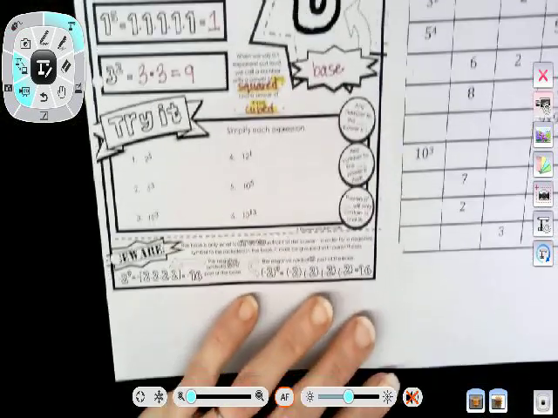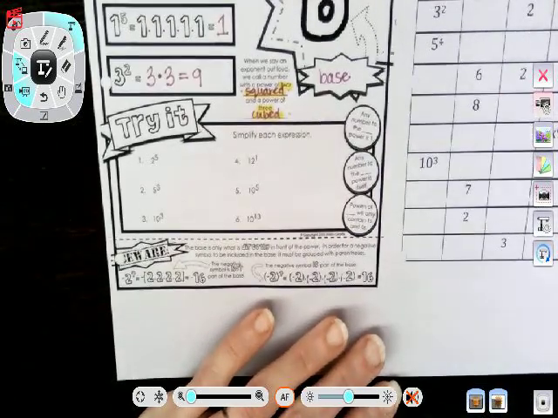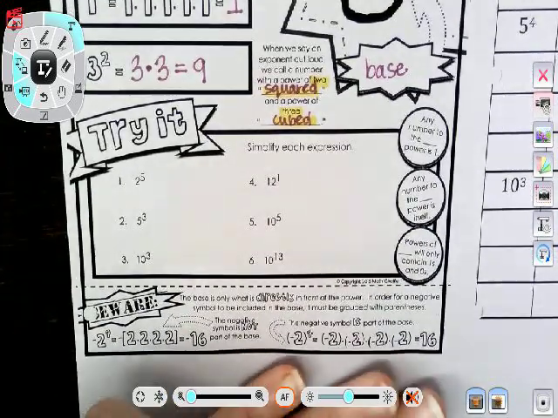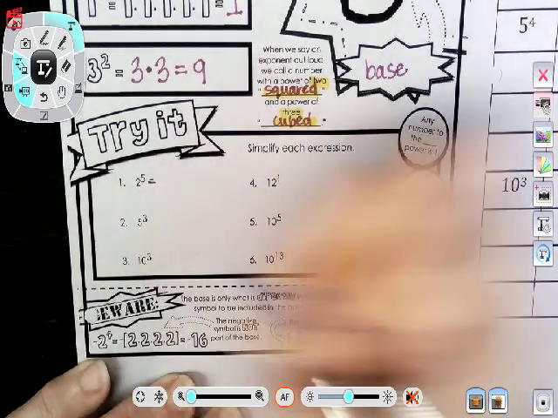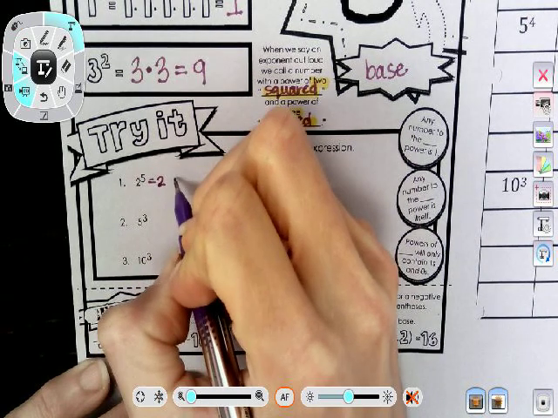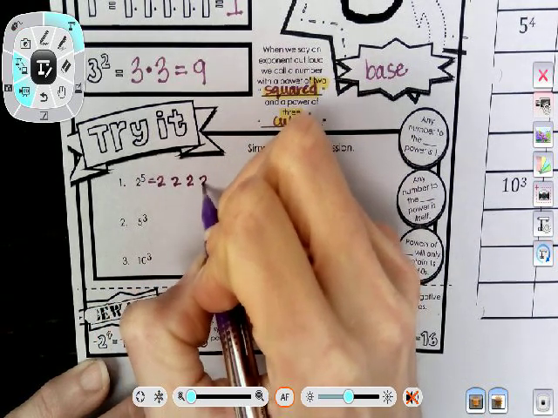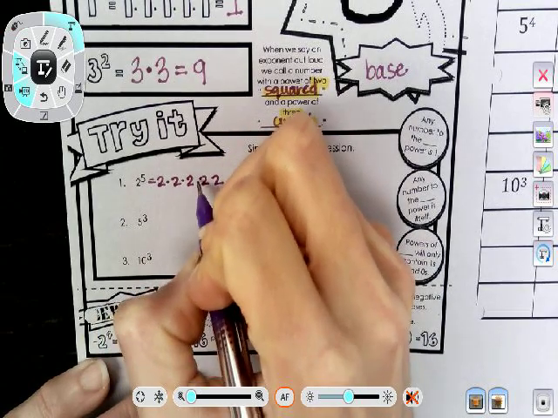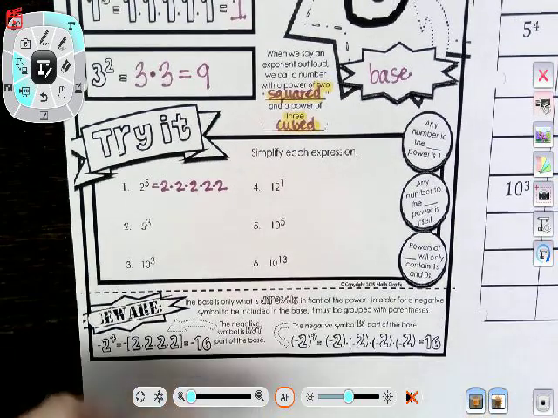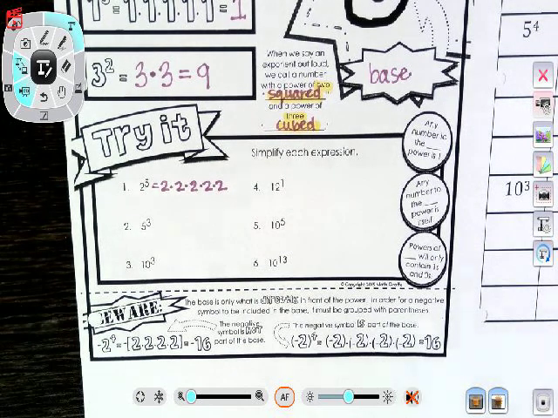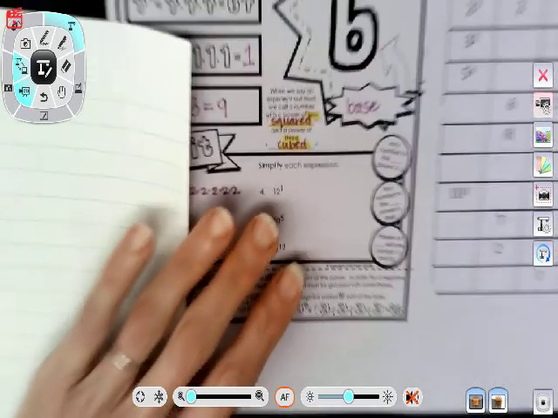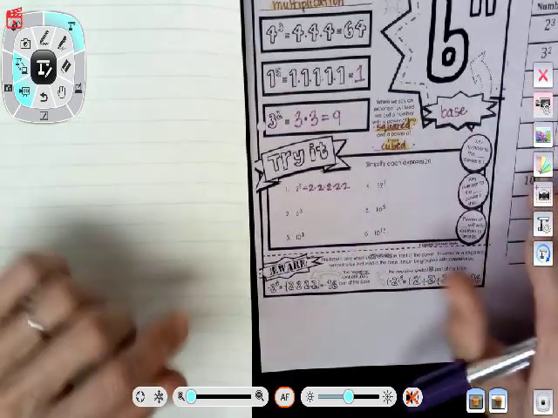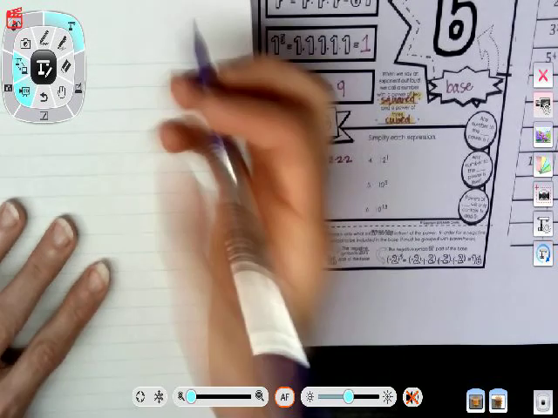Okay, so let's go down here to try it. Let me see if I can zoom in a little to the try it. Try it. Let's simplify each expression. 2 to the 5th power. 2 to the 5th power is 2 five times, and I times them all together. So I'm going to do that over here to the side so you can see it. You may want to do it on a sheet of notebook paper, or in your notebook. I don't care where you do it. I want to multiply 2 times itself 5 times.